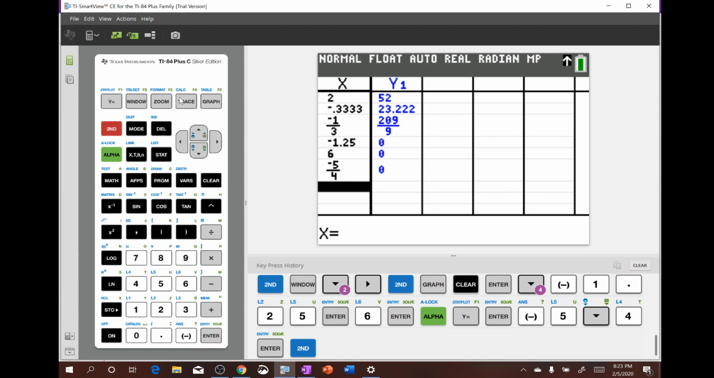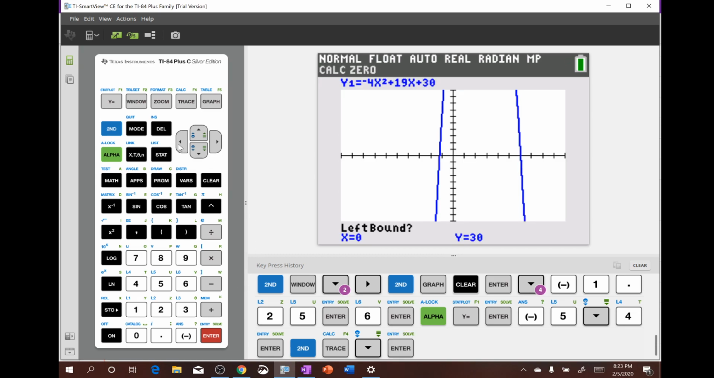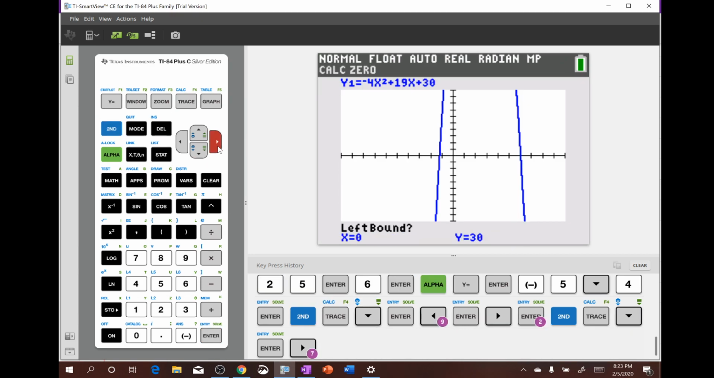The other way I could have done it is second trace 2. And then I could have done this. I'll just do one of them just so you know. Left bound, right bound, enter. Negative 1.25. I guess I'll do the other one. Okay, here's the other one coming up.